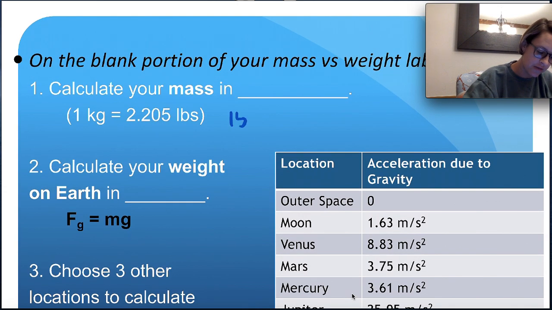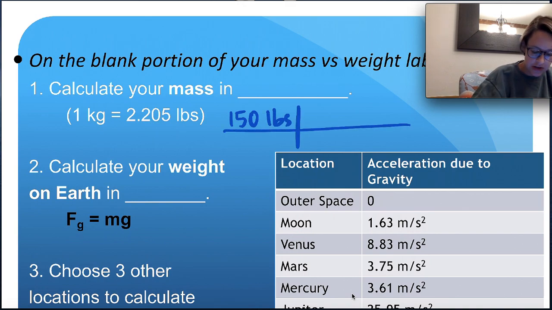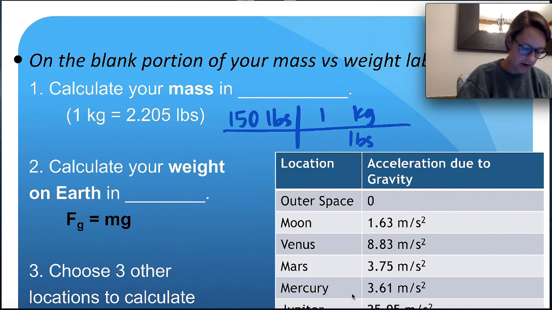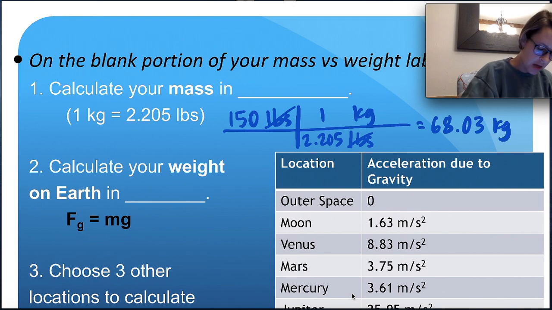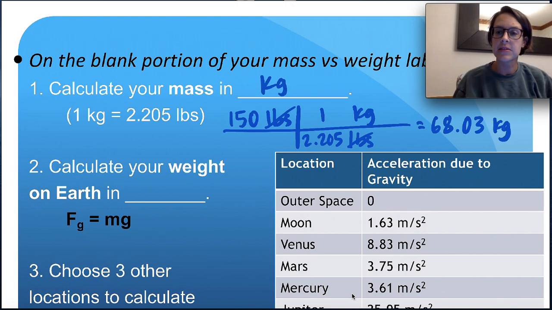Let's say we go with 150 pounds. And we want to turn that into kilograms. Well, we want to get rid of pounds, and we want kilograms. And we see in our conversion here that 1 kilogram is equivalent to 2.205 pounds. We can check our units. They cancel. So mathematically, we're going to do 150 divided by 2.205. And we get approximately 68.03 kilograms. Okay, so again, we measure mass in kilograms.